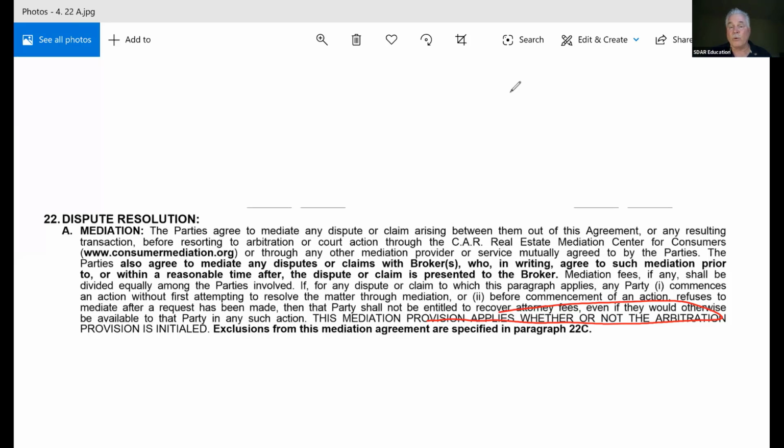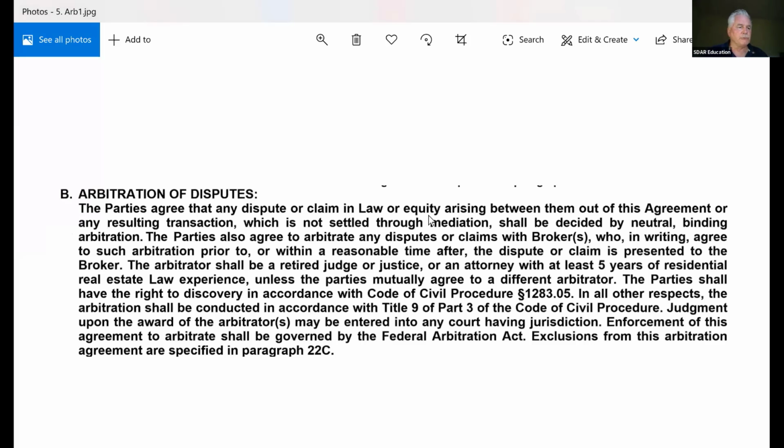And the answer is that's not going to work well, because you could lose your attorney's fees. And that's scary because sometimes those attorney's fees can be some zingers. Okay. All right. Let's take a look at my arbitration of disputes real quick here.